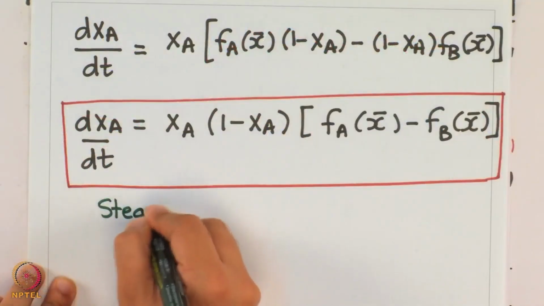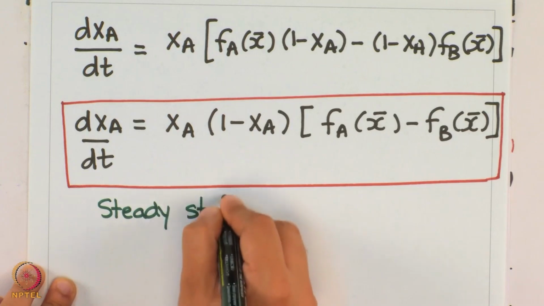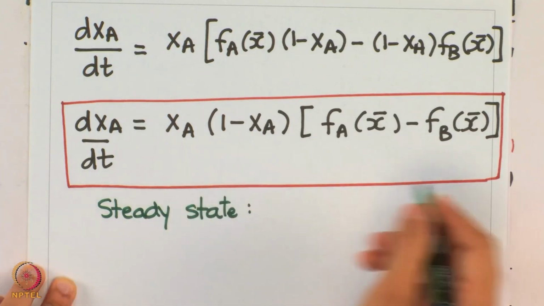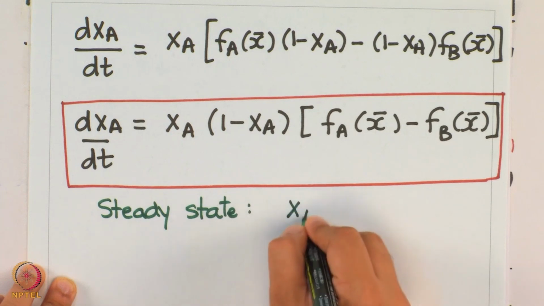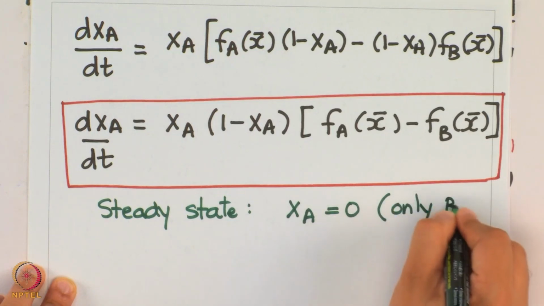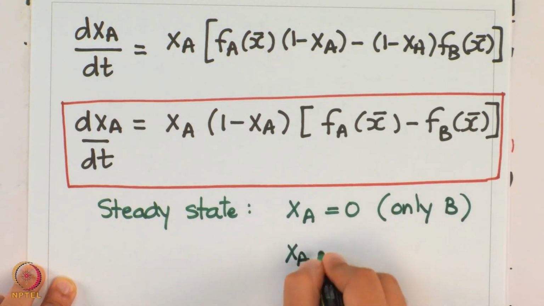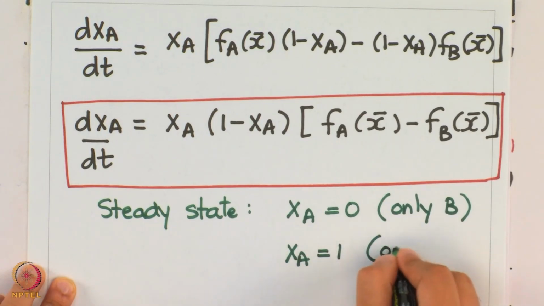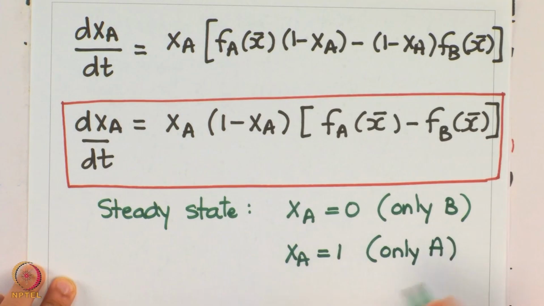So, again we will use the standard strategy that we have been doing so far. What are the steady states of this system? And steady state, by just looking at this, we can tell is x A equal to 0, which means that it is only B in the environment, or x A equals 1, which implies that there is only A in the environment, or any such composition such that f A of x is equal to f B of x.